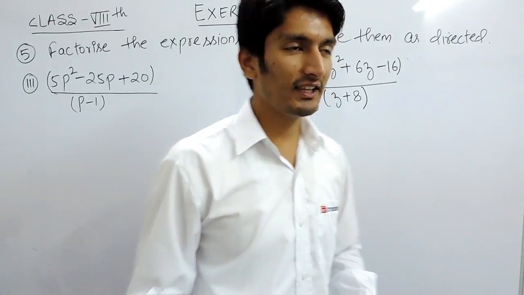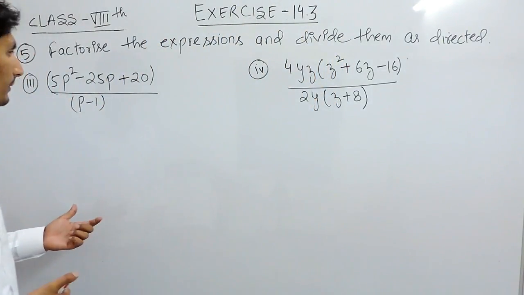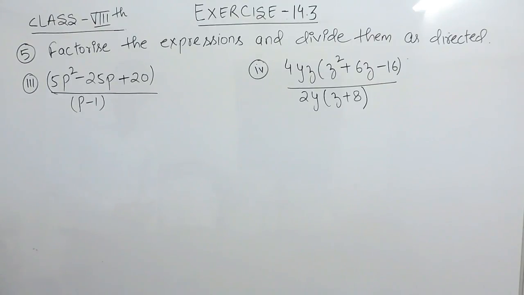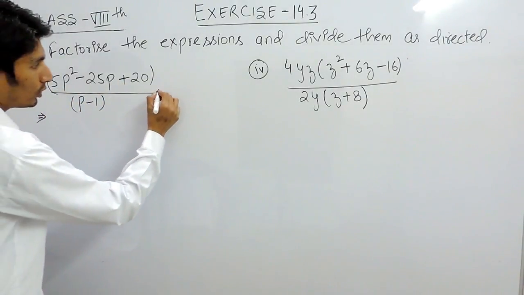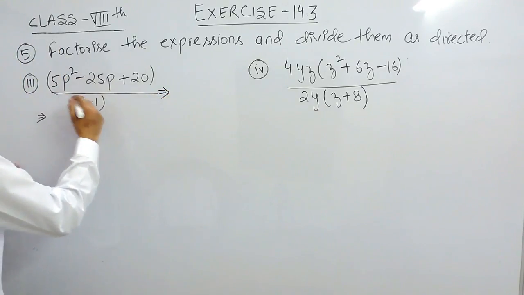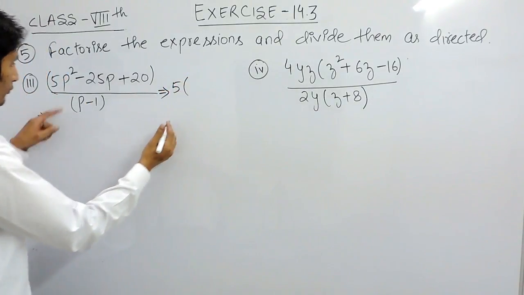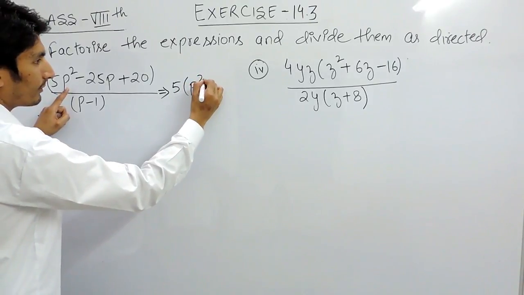Hello everyone, in this video we are going to solve part 3rd and part 4th of question number 5. Again you have to factorize the expression and then you have to divide them. Now if I want to factorize it, first of all I can take 5 as a common term. So if I take 5 as common, from here p square will remain.